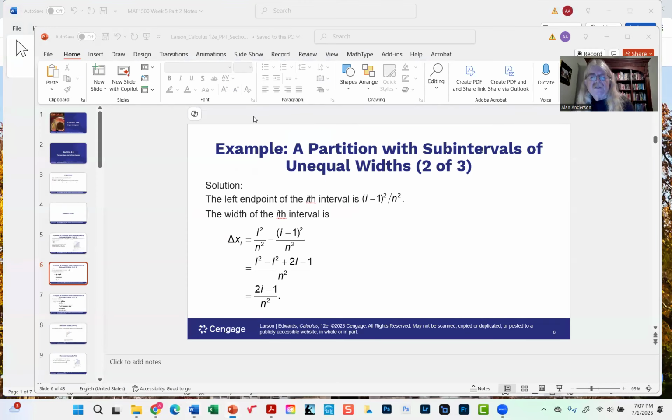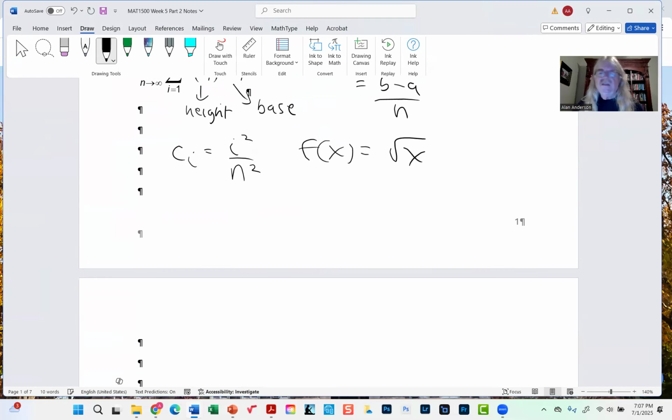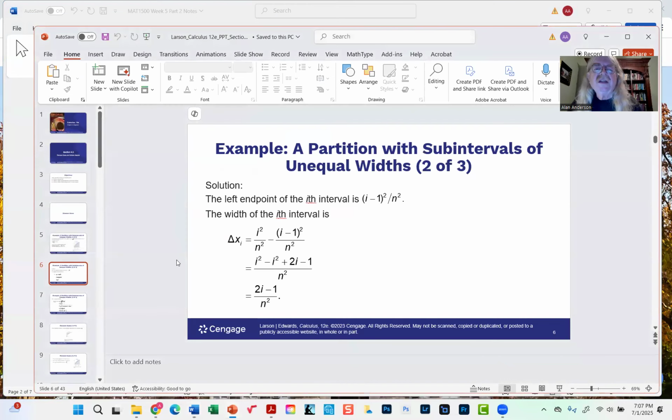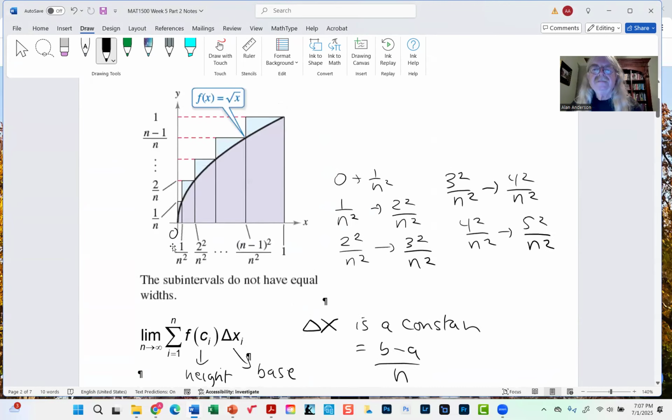So the deltas can then be expressed as the difference between the two endpoints, which, because of the way we defined it, is going to be i squared over n. Actually, what I should have done is put this here.